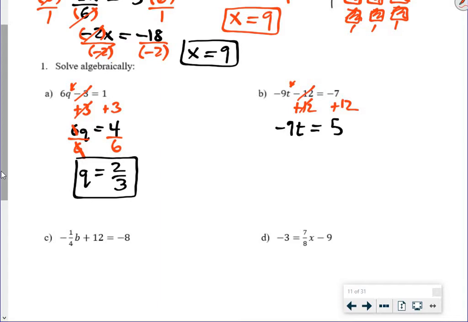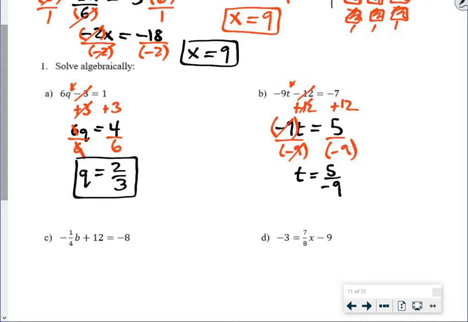And we're closer, right? I have t nearly on its own. I need to get rid of this negative 9. It's currently multiplying the t. If I divide both sides by negative 9, negative 9 divided by itself is 1. So we have t is equal to 5 over negative 9.